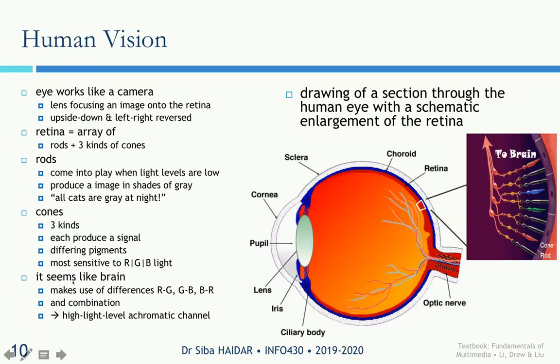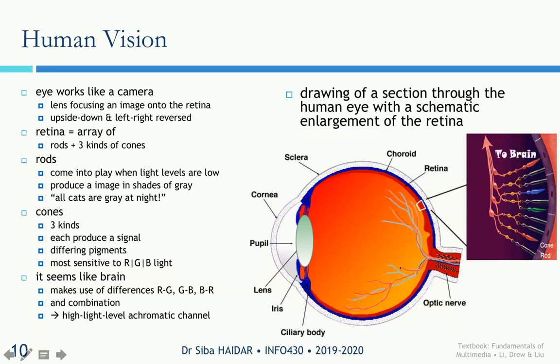It seems like, also to add to this, that the brain makes use of differences, not only of the values perceived by these cones, but also of combinations, like the difference R minus G, G minus B, B minus R, and other combinations to produce what we can say is a high-level achromatic channel.